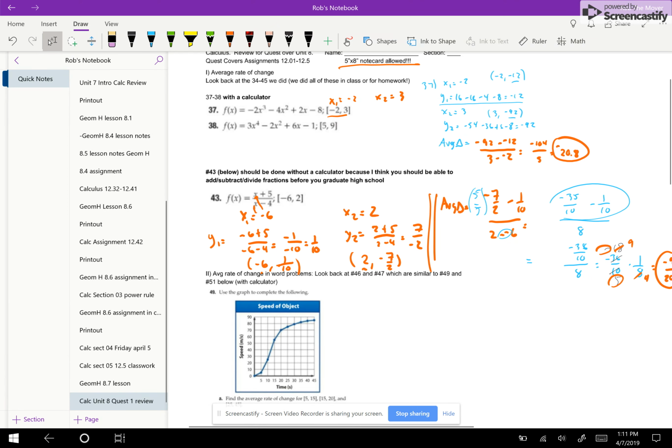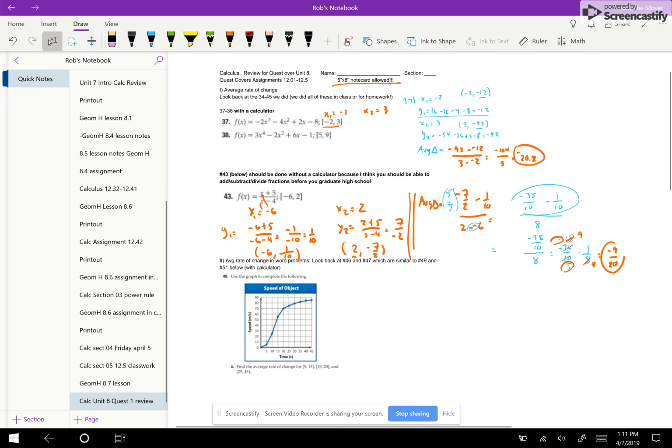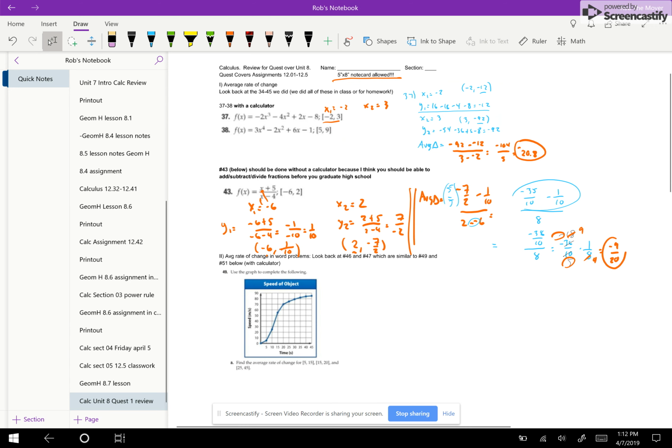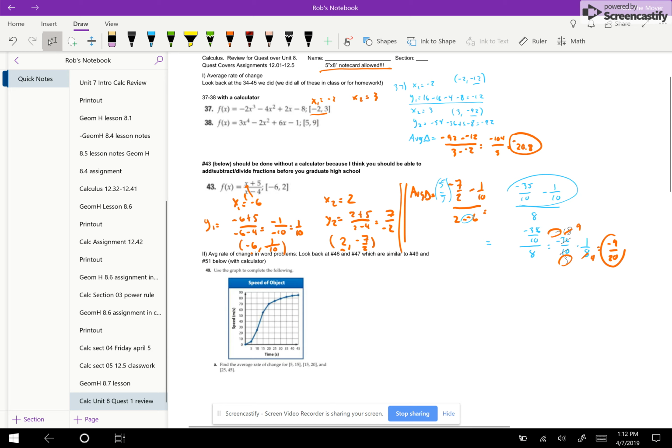Okay, that's 37 and 43. Again, I will upload an answer key here where I'll have 38 in there as well. I didn't want to go through that on a video. It's going to get a little long without me using a calculator and you being able to see the calculator. So there we go.